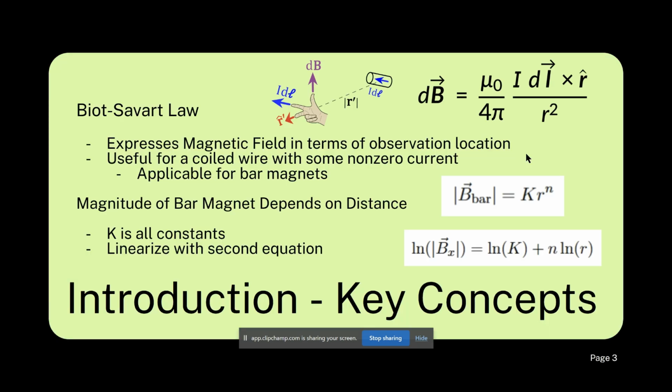So first, the key concepts. Really, you only need to understand the Biot-Savart law, which is the expression of the magnetic field equation, and specifically this is for a coil wire. You can see that by the current and the length of the coil. But this is also applicable for bar magnets. We're using that, and it has a distance dependence, and we're going to be calculating that. It's essentially all of the constants involved, including, you can think about it as, the magnitude of the magnetic moment, as well as the distance, to some power. And we're going to linearize with this equation right here.